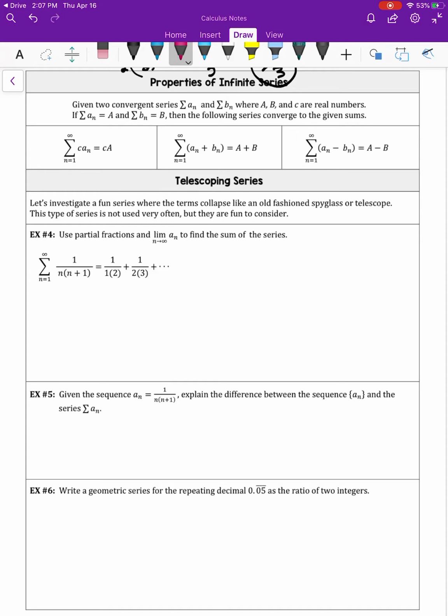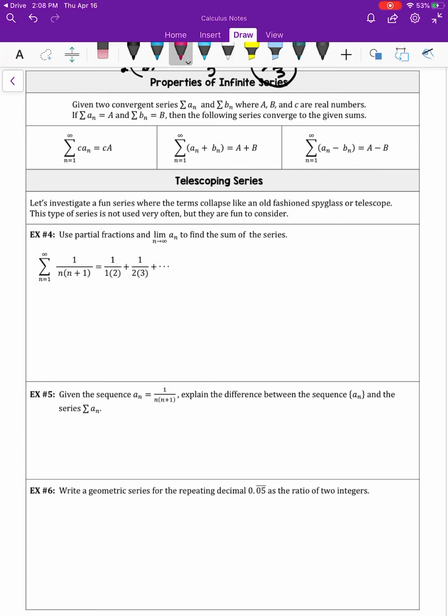Okay, so that's going to lead us to the telescoping series. Let's investigate a fun series where the terms collapse like an old-fashioned spyglass or telescope. This type of series is not used very often, but they are fun to consider. Example number 4. Use partial fractions and the limit as n goes to infinity of a sub n to find the sum of the series.